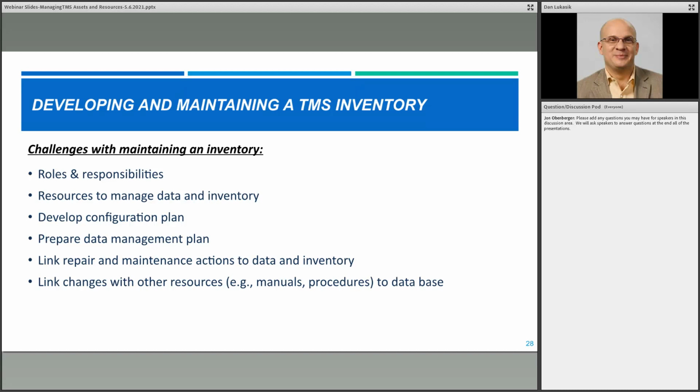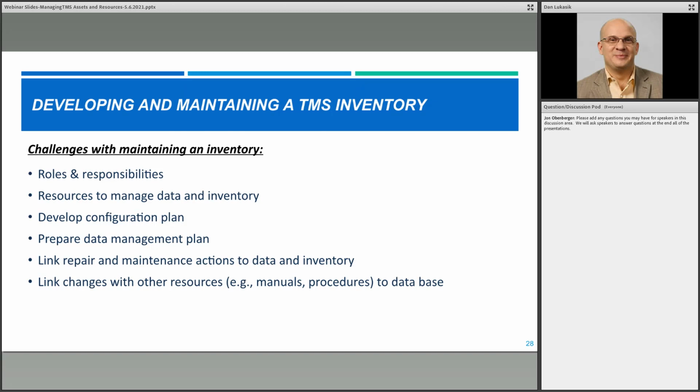Let's talk a little bit about challenges with maintaining that inventory. Obviously it's roles and responsibilities and staffing and resources. People are very busy. How do we get the commitment of people? How do we get new resources if we need them? And one thing that was mentioned to us as well, how do we get those staff to understand and believe that the task of maintaining this inventory is an important task and that it needs to be a continuous effort?